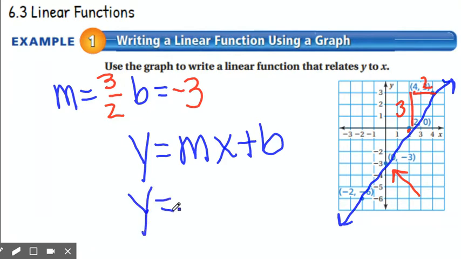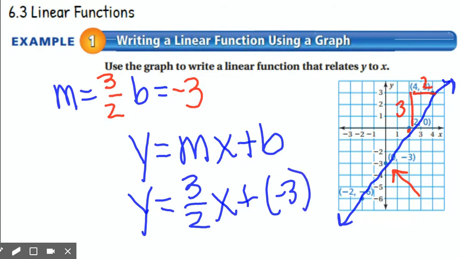So y equals, our slope is 3 over 2, don't forget your x, plus -3. Now, you could also do y equals 3 over 2x minus 3. It means the same thing as plus -3. So that is how you would write a linear function or an equation that shows the line through those points.